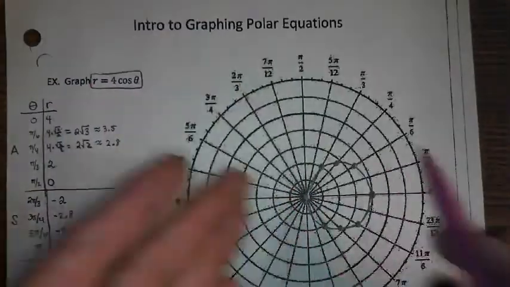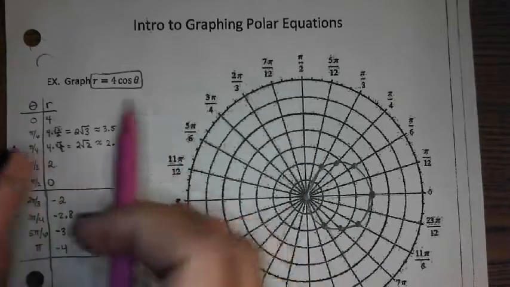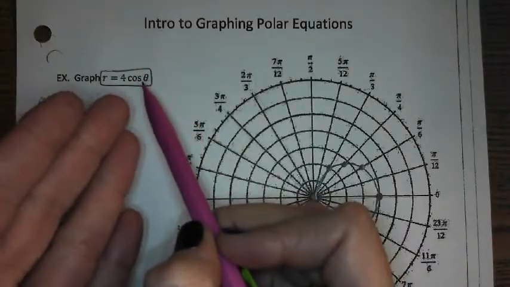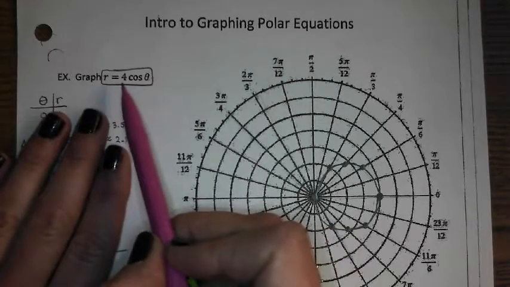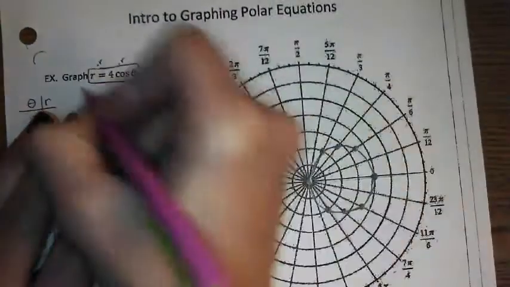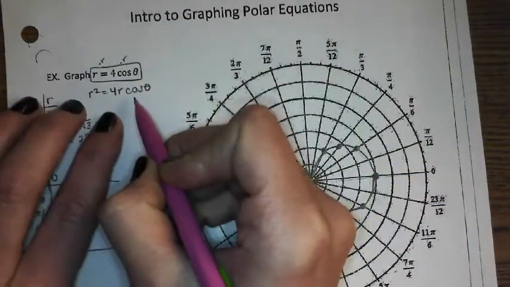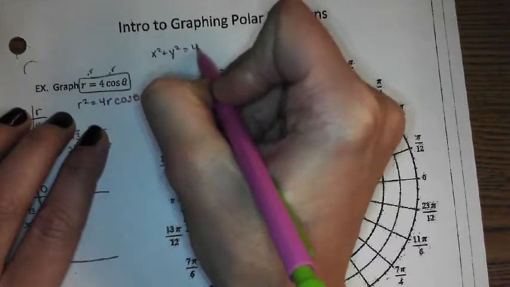What would you say that's a picture of? A circle, right? And we just spent the last 2 days kind of translating polar equations into rectangular equations. If we were doing this in that fashion, what would we do to change this into a rectangular equation? Multiply by r on both sides. So we'd get r squared equals 4r cosine theta, which is x squared plus y squared equals 4x.